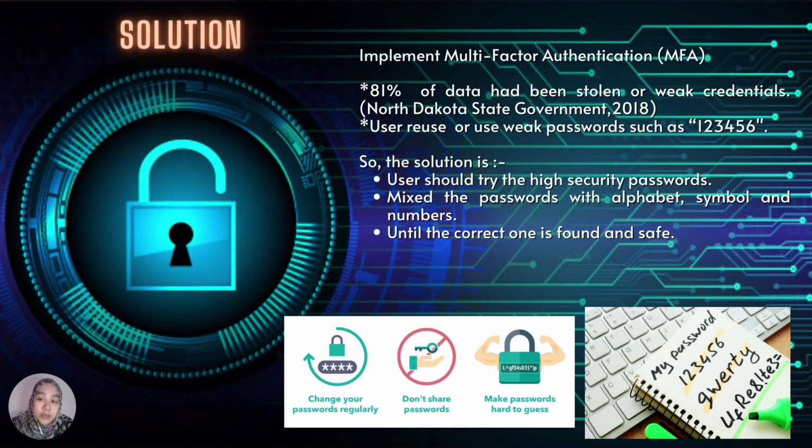Okay, next we move to the slide on physical equipment protection, building access, workstation, and network equipment. The problem is about 81% of data have been stolen with credentials. This is because users always use weak passwords such as 123456. The company should take responsibility to increase the implementation of multi-factor authentication (MFA) in our company security.